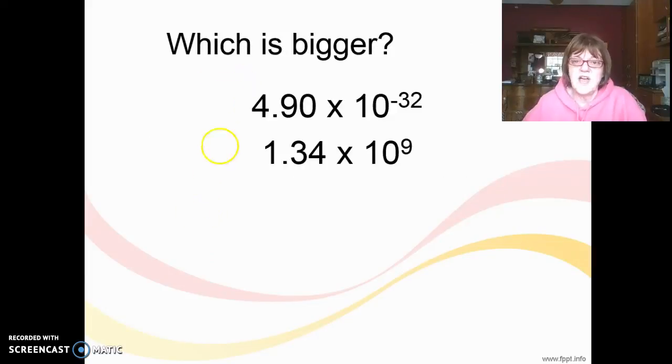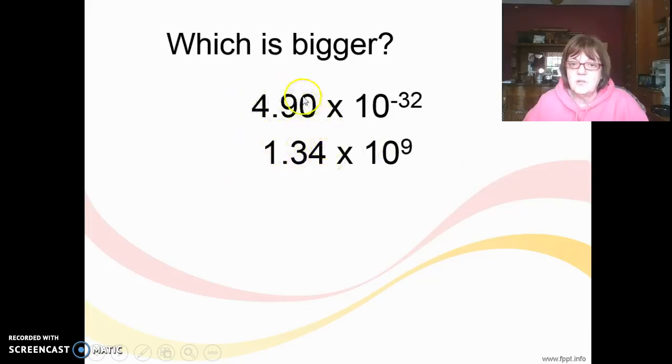One more thing I want to point out is how to know, when you're looking at two numbers written in scientific notation, which one's bigger. Well, I mentioned in the last lesson that the negative sign on the exponent means that it's a really small number. So basically, most of the time you're just going to compare the two exponents. Which number is bigger? Is negative 32 a bigger number than 9? Well, if you think about your number line, where is the negative 32? It's way off to the left of 0. It's way smaller than a 9. So that makes this the bigger number.